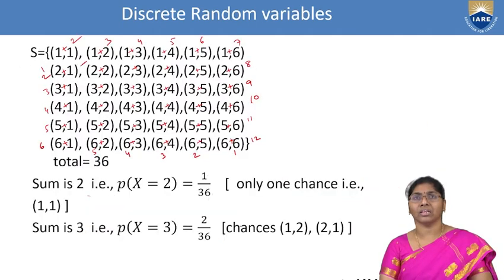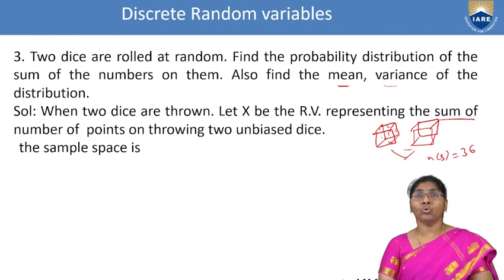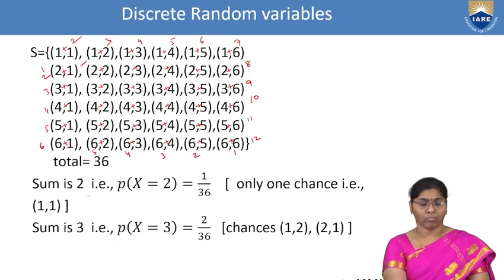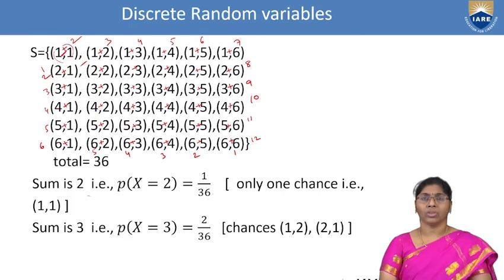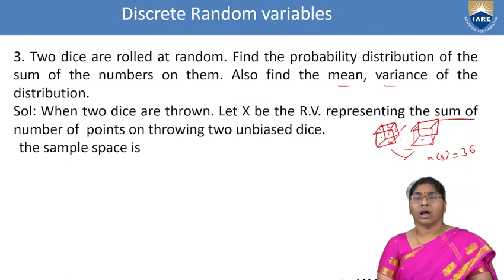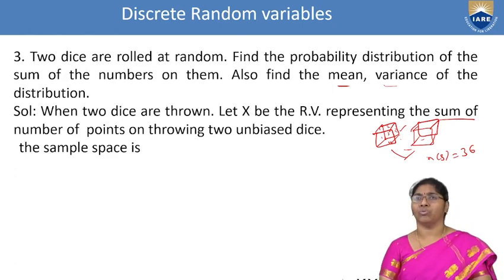Here they are simply asking: two dice are rolled at random. Find the probability distribution of the sum of the two numbers on them. Also find the mean and variance of the distribution. Simply they are asking for mean and variance only. That means we need the mean and variance.